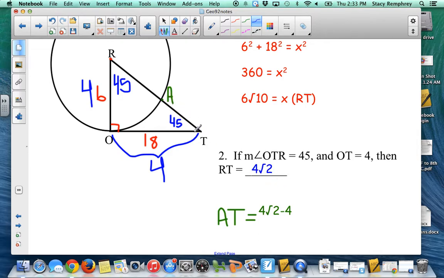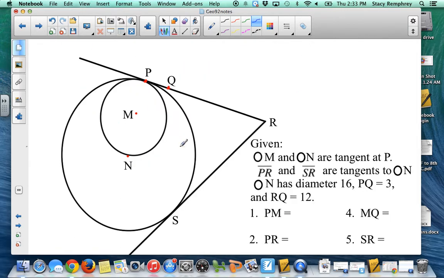Now to get AT, that might seem tricky, but we just found out that this whole thing was 4 root 2. And I know this piece is 4 because OR and RA are both radii. So RA is 4. So AT is going to be that 4 root 2 take off 4. So that was the length of AT.